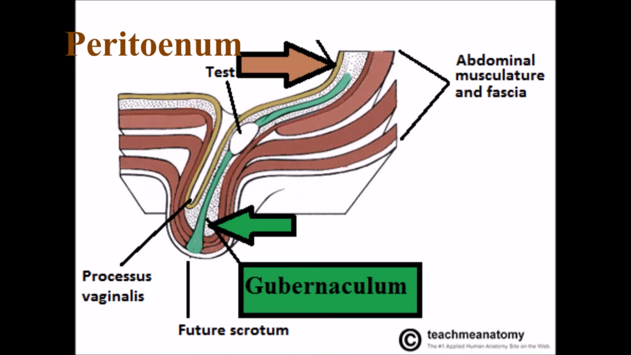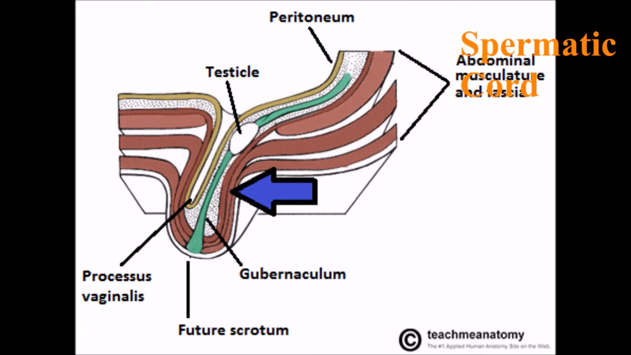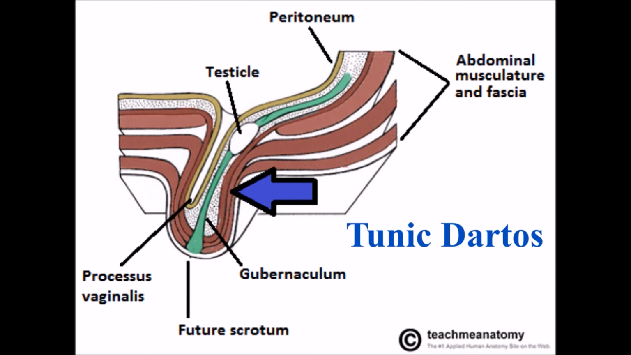The gubernaculum and peritoneum are both muscles covering the testes and make up the scrotum. The spermatic cord contains blood vessels, nerves, lymphatics, and the ductus deferens that suspends the testes within the scrotum. The tunic dartos is the fibroelastic tissue with smooth muscle that allows the scrotal sac to constrict or relax. It also forms the scrotal septum that separates the two testes and the scrotum into their own compartments.